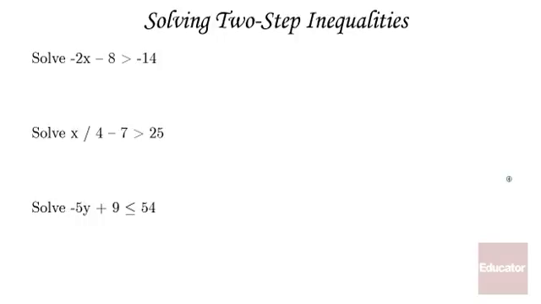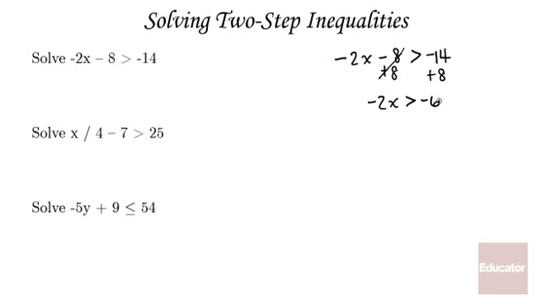Let's go into solving some two-step inequalities. Negative 2x minus 8 is greater than negative 14. So first, just as in solving a two-step equation, you want to work with the operations in backwards order of your order of operations. So for example, here I want to work first with the subtract 8, and I'm going to add 8 to both sides. So I have negative 2x is greater than negative 6.